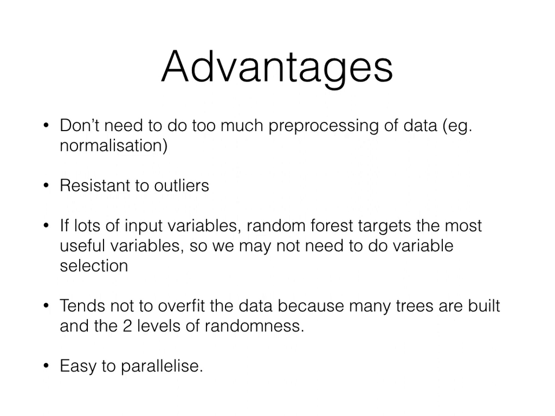It tends not to overfit the data because many trees are built, and also there's two kinds of randomness in it, the bootstrapping and also the choosing of the attributes. And the third thing is it can be quick. Fifth thing is that it's easy to parallelize, because if you think about it, you can build each of those decision trees from the bootstrap samples on separate processes. So because it's easy to parallelize, that makes it faster to run.